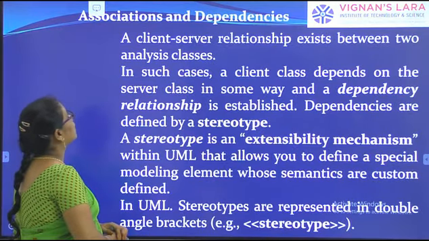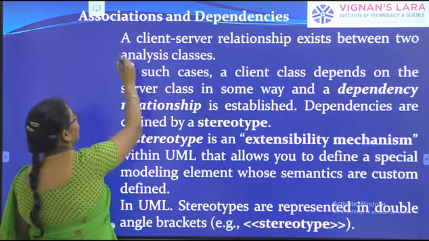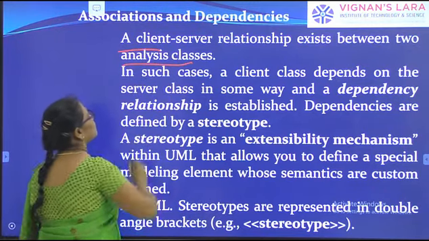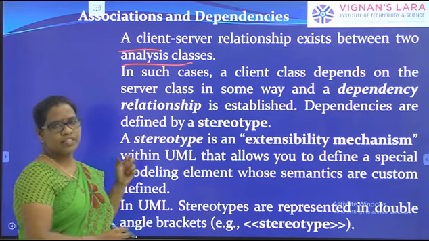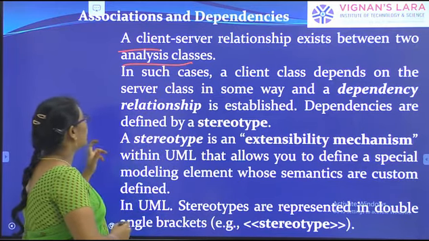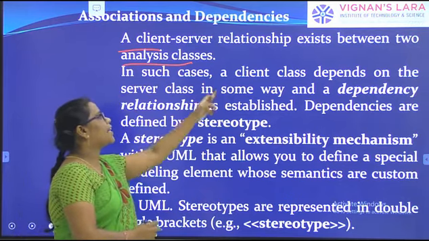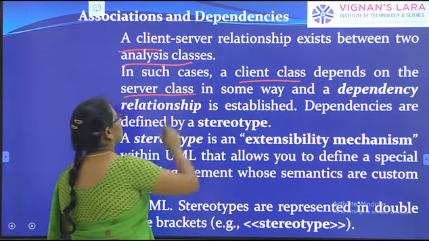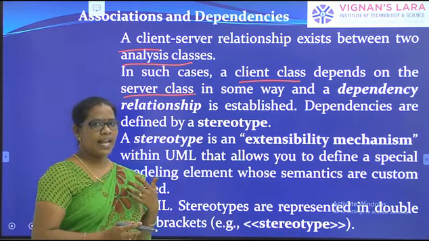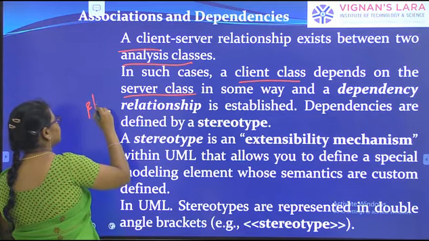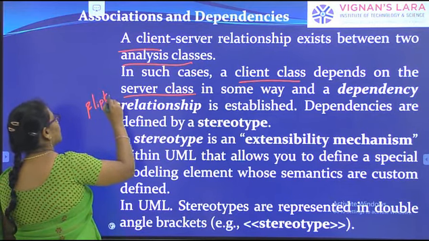For example, a client-server relationship exists between two analysis classes. Here the example is the client-server model. In such cases, a client class always depends upon the server class, because the client is ours. We are the clients. For example, Flipkart. Flipkart is a site.